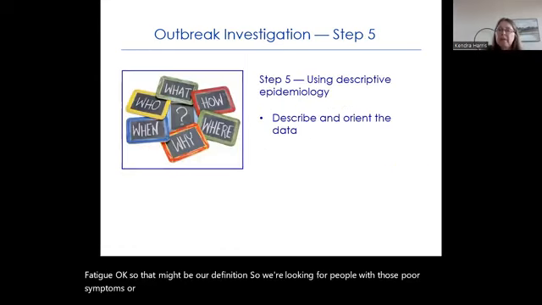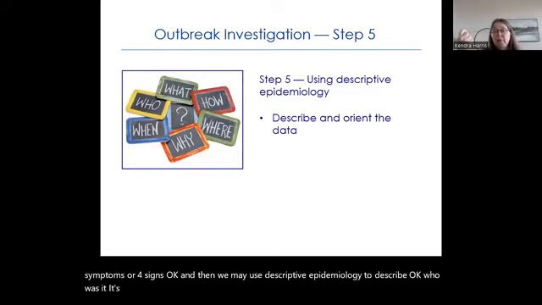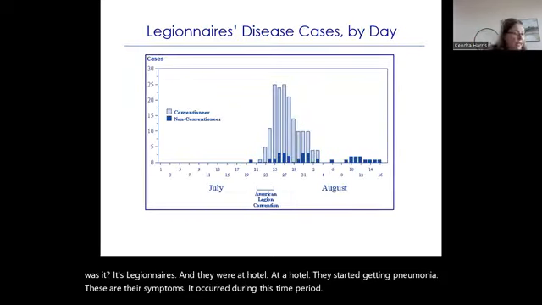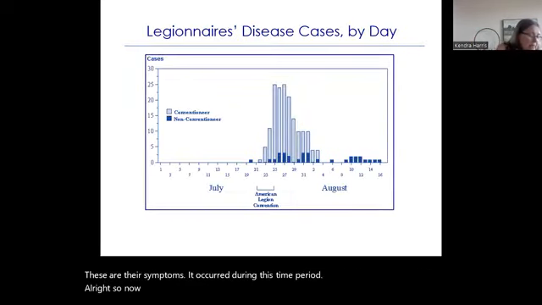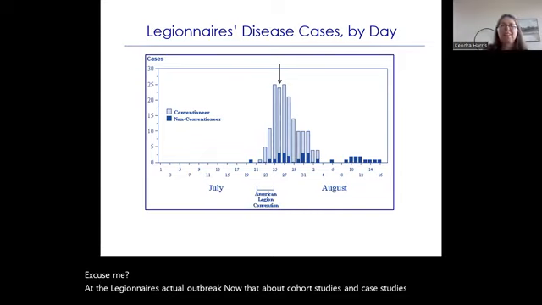Okay. And then we may use descriptive epidemiology to describe, okay, who was it? It's Legionnaires, and they were at a hotel. They started getting pneumonia. These are their symptoms. It occurred during this time period. All right. So now let's look at the Legionnaires' actual outbreak, now that you know about cohort studies and case studies and some of those other things.